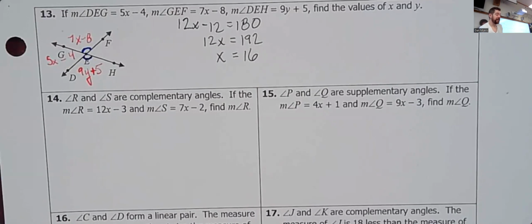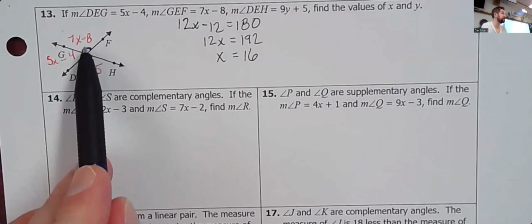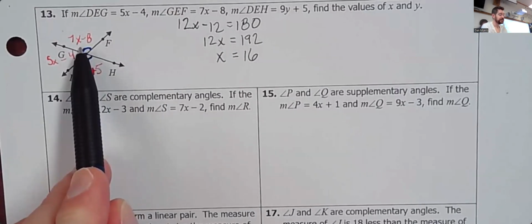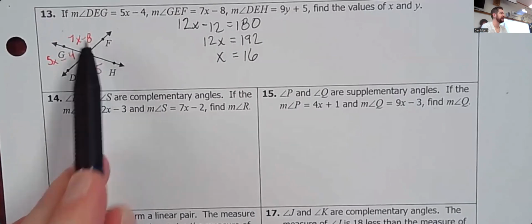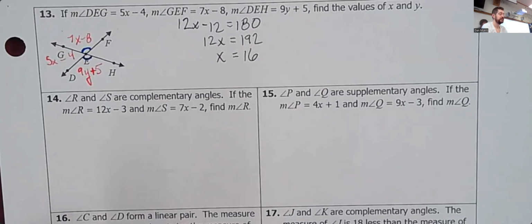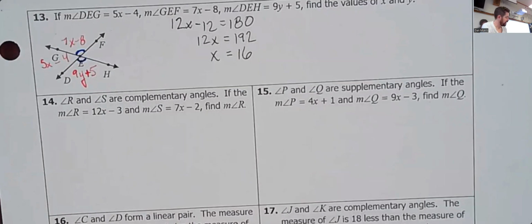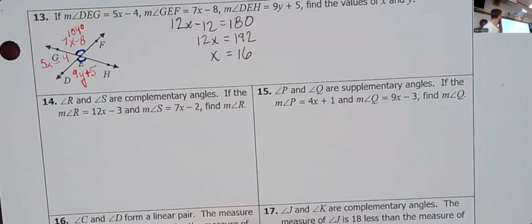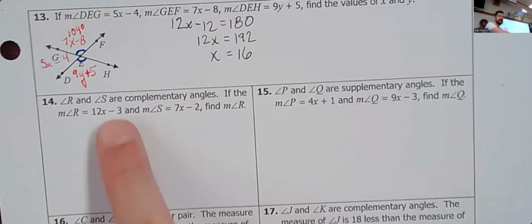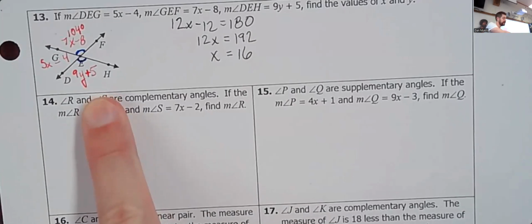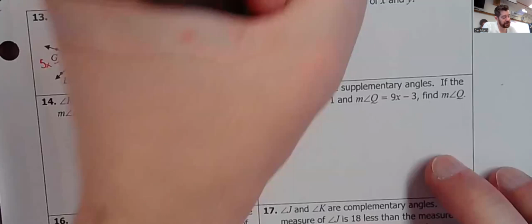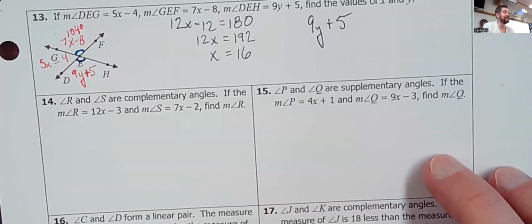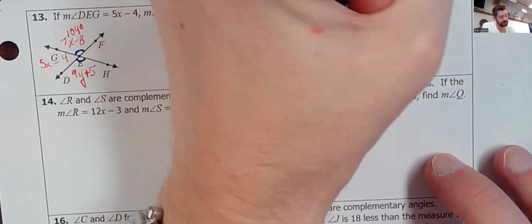But before we can solve for Y, we need to plug X in to 7x minus 8 to figure out how many degrees this angle is actually equal to. So 7 times 16 minus 8. What is it? 104, yeah. Okay. So 104 degrees. I'm just going to put that right above it, which means that 9y plus 5 is also equal to 104 degrees. So our other equation is just going to say 9y plus 5, not minus 5. 9y plus 5 equals 104.